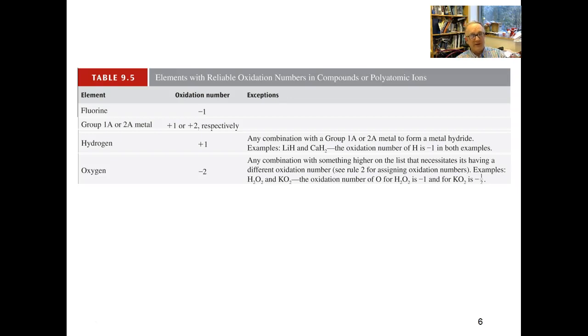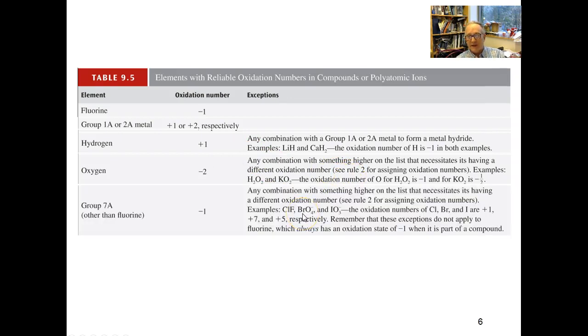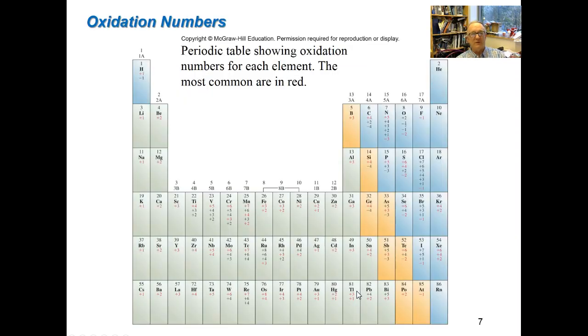Oxygen is almost always -2, except in those types of exceptions. Group 7A, other than fluorine, is going to be -1, except when it's with some other halogen. Then it may have some other oxidation numbers, and we'll see those later on. Fluorine is always -1. The other halogens are typically -1, but sometimes there are some exceptions, and we'll see those momentarily. So you need to learn, which means memorize, these oxidation numbers.